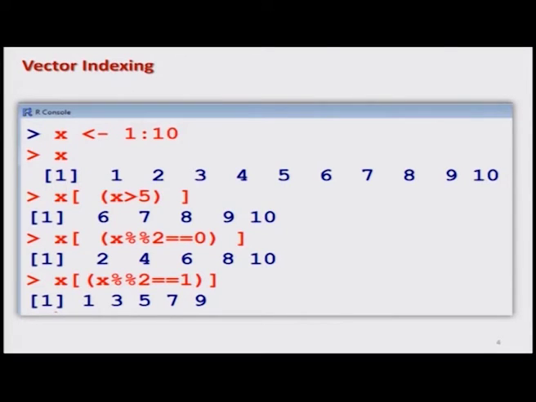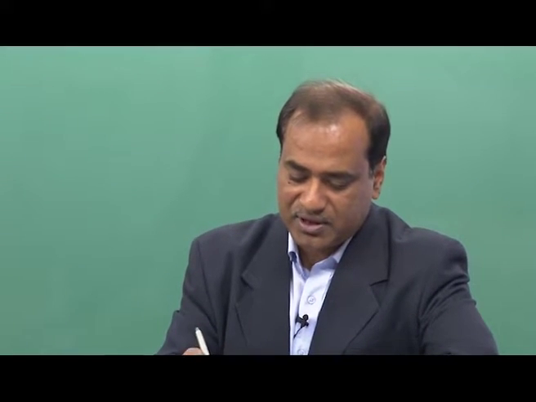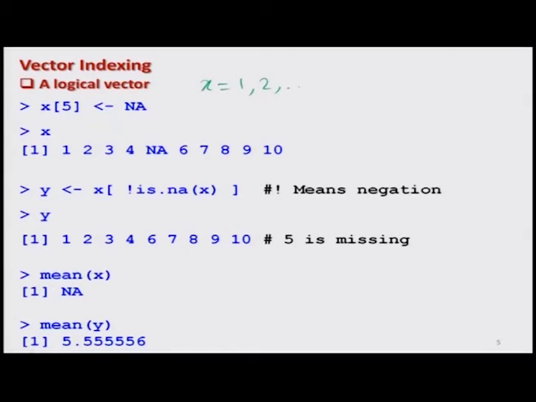Now, let us come back to our slides, and here is the screenshot of this operation. You can just try it yourself also. Now, let us take another example, and I consider the same sequence from 1 up to 10. And suppose I replace the fifth value by NA, not available.